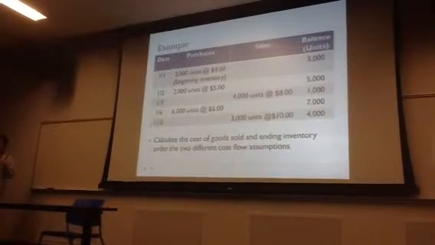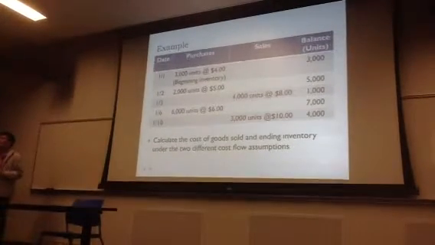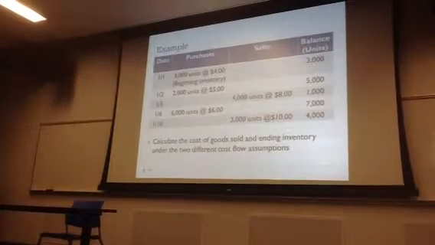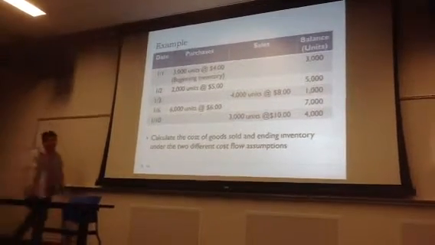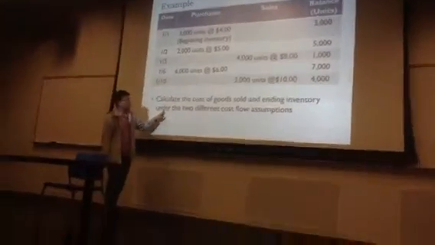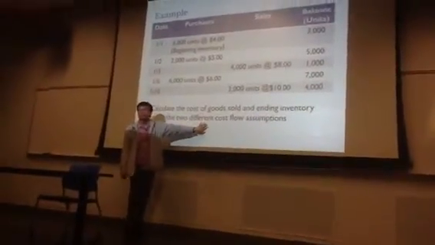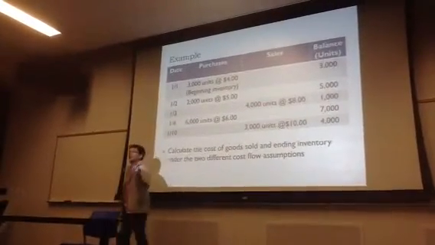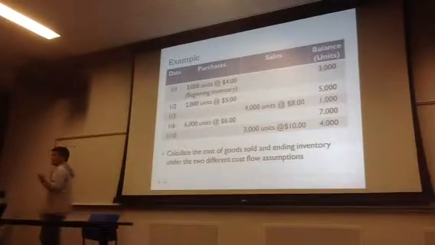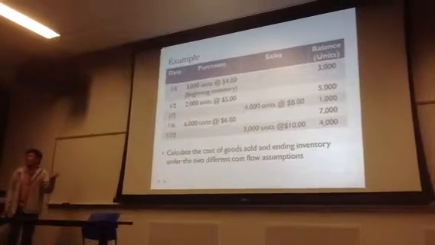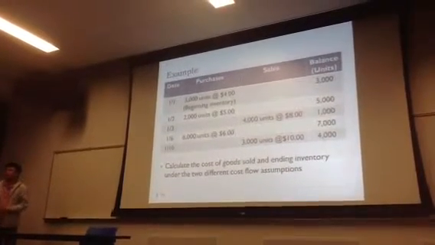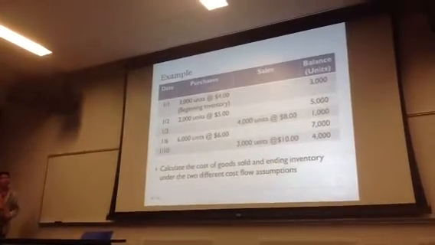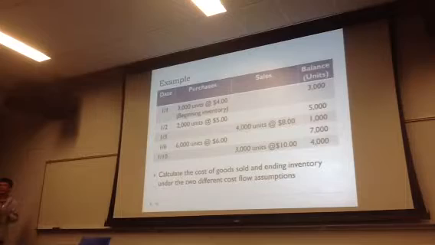Okay, so any questions regarding the concept? Okay, so let's take a look at an example, a very simple example. Calculate the cost of goods sold and the ending inventory under the two different cost flow assumptions. The two cost flow assumptions we are talking about here are first in, first out, and the moving average. Because we just said that for specific identification, we don't really have to do the calculation. We know which one is which. So we are just going to focus on the last two in terms of the calculation.